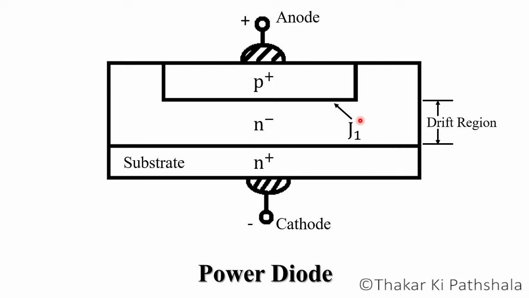For those who don't know what an intrinsic semiconductor is, a semiconductor without doping or impurity is called an intrinsic semiconductor. That's why sometimes this N-minus layer is also called the I layer, and the power diode is known as a PIN diode. Here, the N-minus layer is nearly equal to intrinsic level, so it adds a significant ohmic resistance to the diode when it is conducting in the forward path.